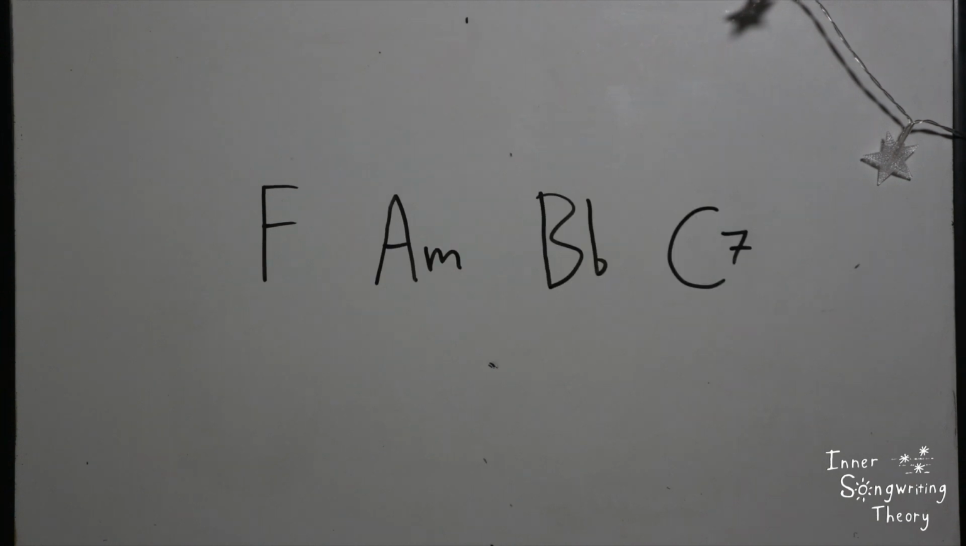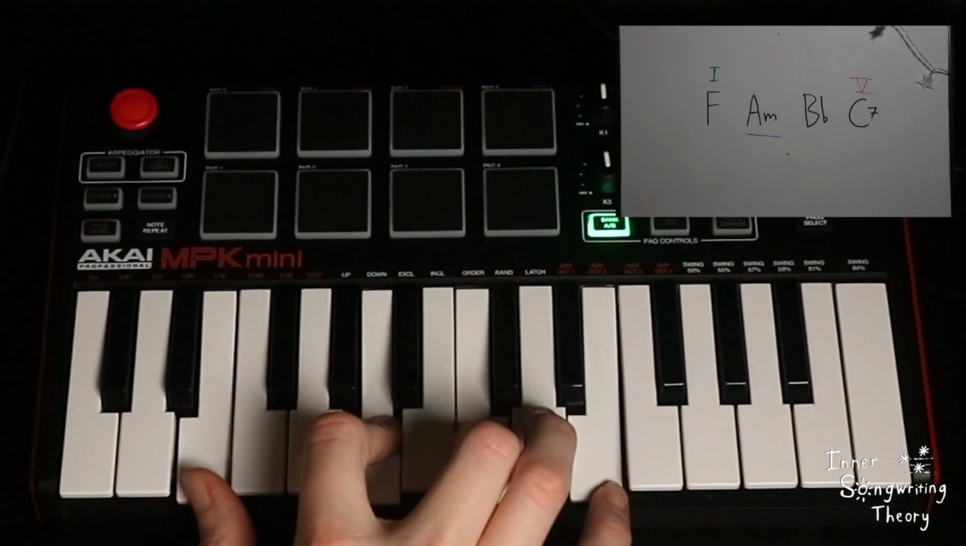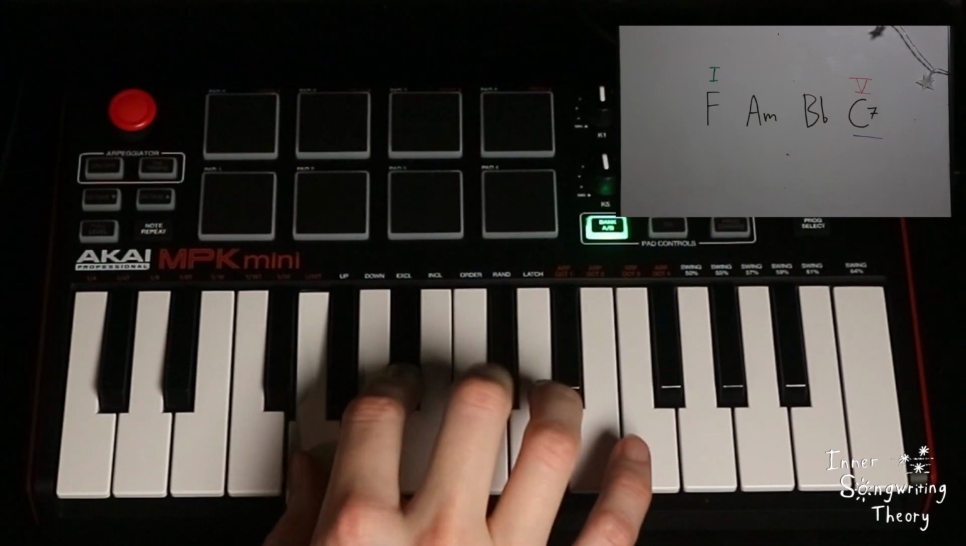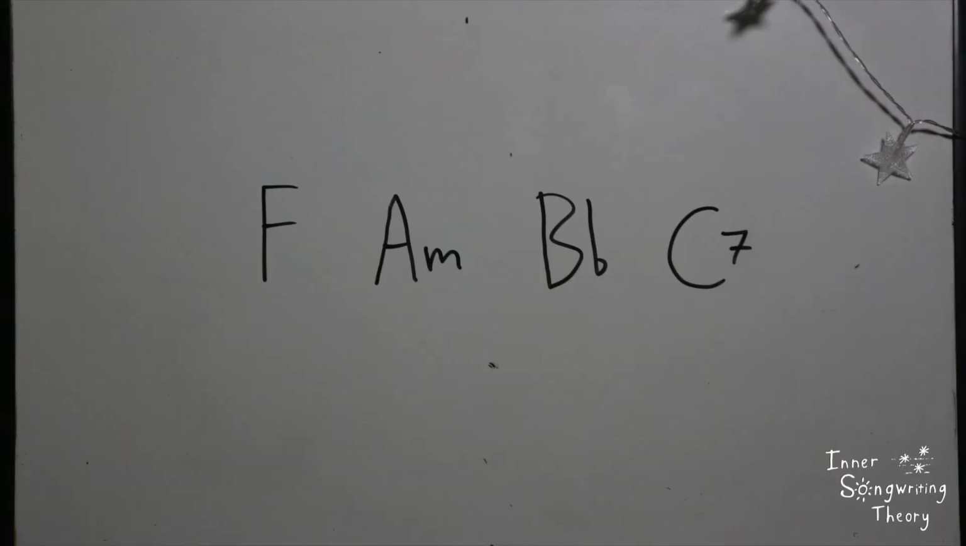Here's a quick example in F, using F, A minor, B flat and C7, with C7 being the dominant chord that pulls us back to F. The logic being that the tension caused by the 5 chord, C7, pulls us back home to the tonic chord, F, thus resolving the entire piece.